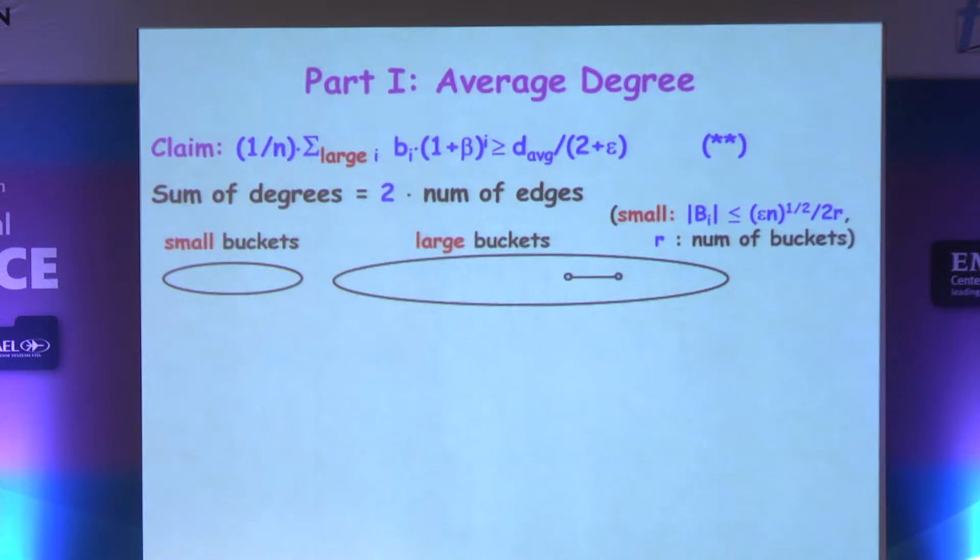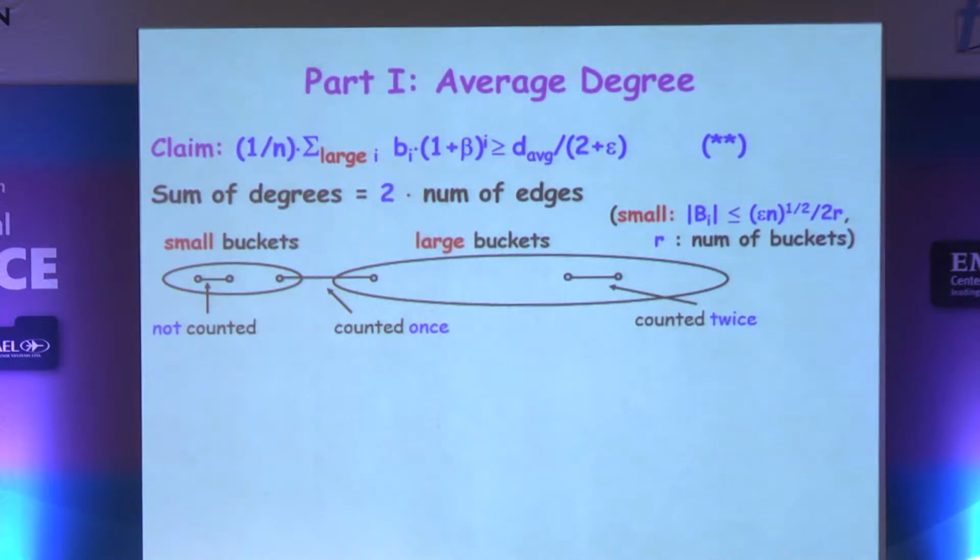Okay, so I have edges between vertices that both belong to large buckets. I have those where one is in a large bucket and one is in a small bucket, and I have those where both endpoints are in small buckets. Now the ones between vertices that both belong to large buckets are counted twice, as they should be, once from each endpoint. On the other hand, those between large and small are counted only once, from the endpoint that belongs to a large bucket. And what about these guys? These are not counted at all.